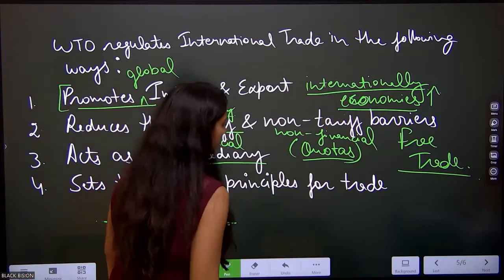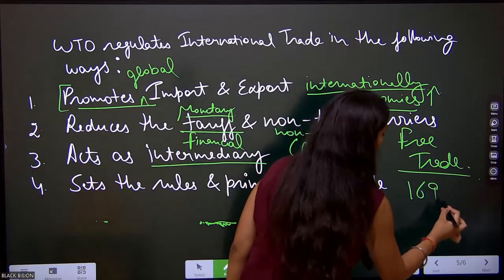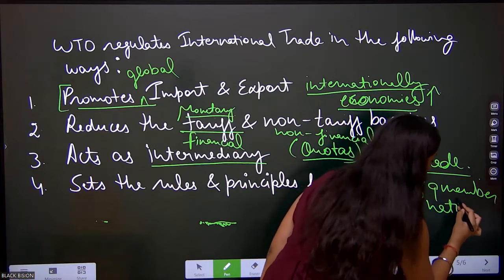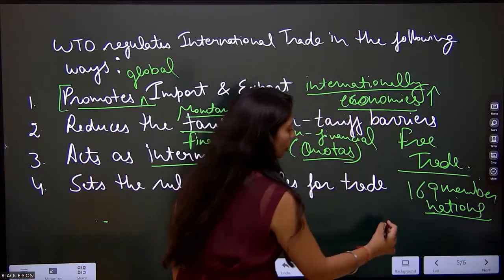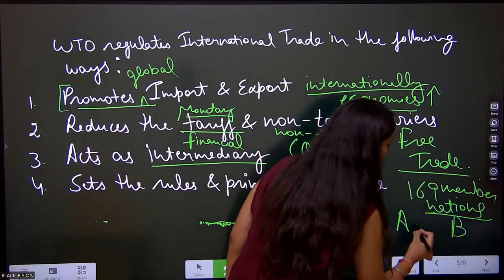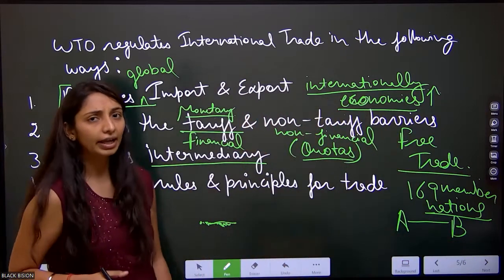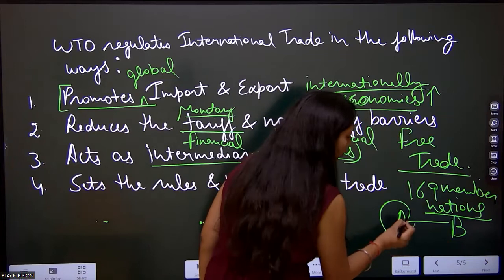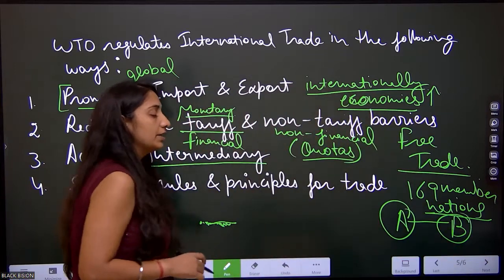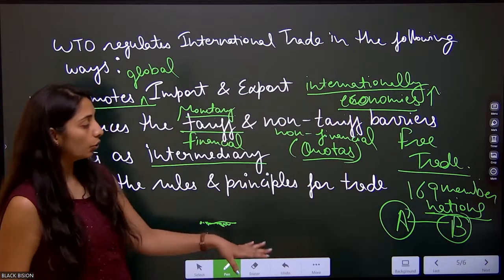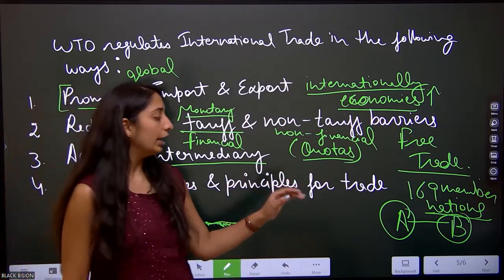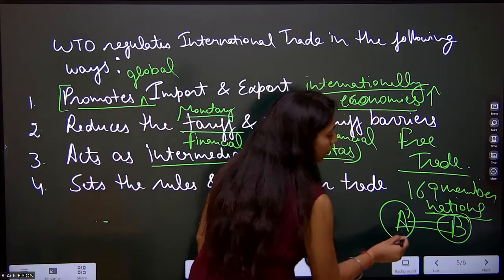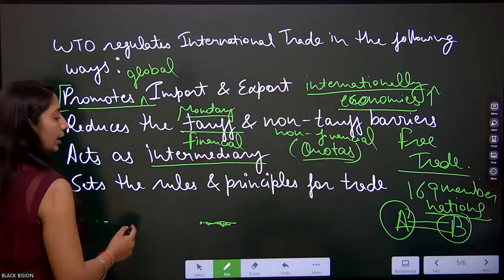Next one is it acts as an intermediary. How does it act as an intermediary? It has 169 member nations, and suppose two of them have conflicts regarding any trade related disputes. Both of these countries can go to the WTO, and WTO will act as an intermediary, and it will provide a decision that will be binding on both the countries. Okay, so it acts as an intermediary.